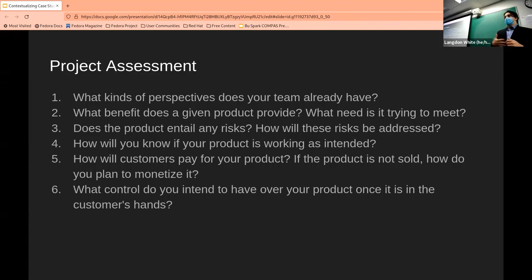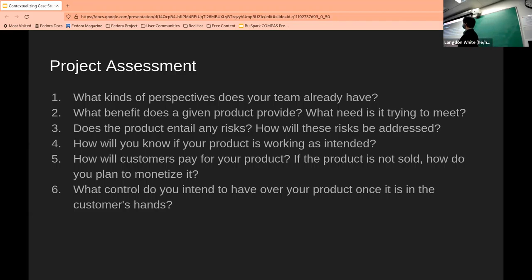So I think next week, I believe, you're going to be doing this thing called the project assessment. And what that's supposed to do is be a little bit like the case study assessment, but for your own project, right? About the product you're creating. So there's going to be different varieties of questions.